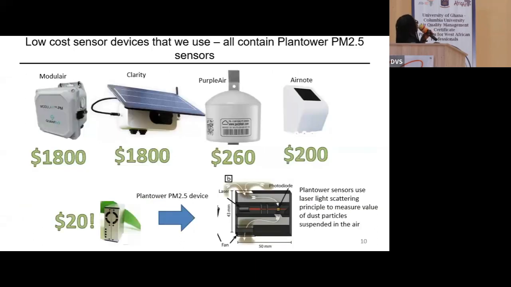This shows that all of these are quite cheap, and all of them contain a PM 2.5 sensor. That means these sensors use laser light scattering. That's the principle used to measure the value of dust that is collected, in this case, PM 2.5. Next slide.